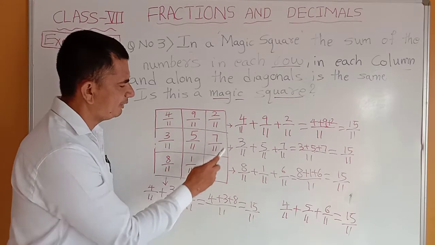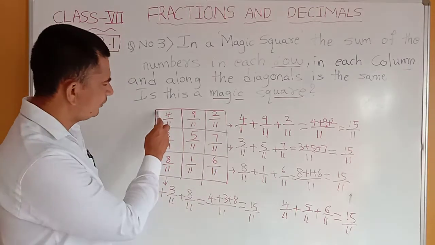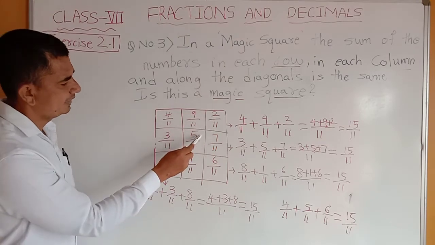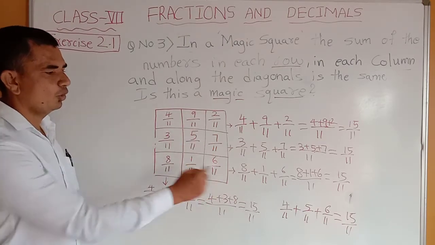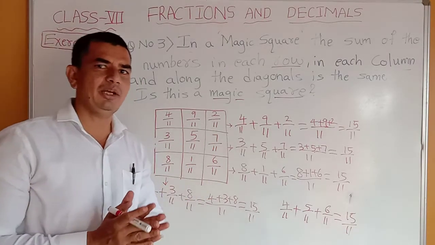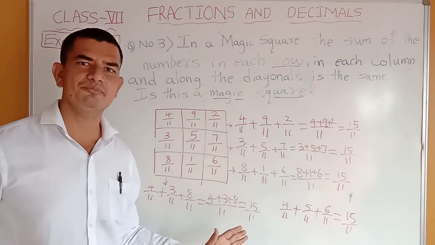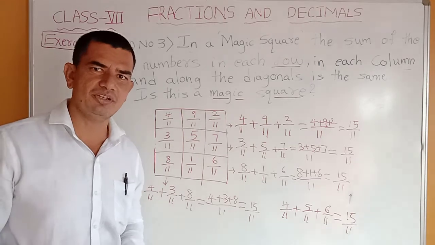2 plus 7, 9, 9 plus 6, 15. This is also correct. And I have done this diagonal, and this other diagonal we will check. 2 plus 5, 7, 7 plus 8, 15. So in all cases we got 15 by 11. So we can say it is a magic square. Okay friends, let's go for the next question.